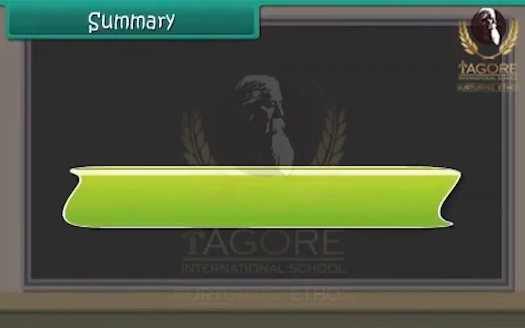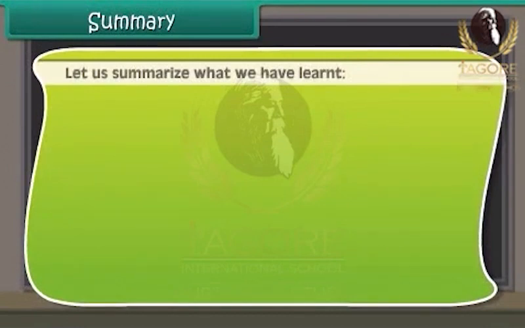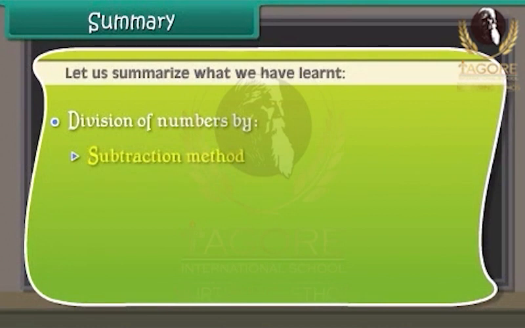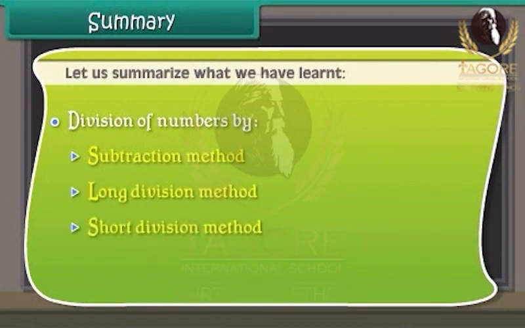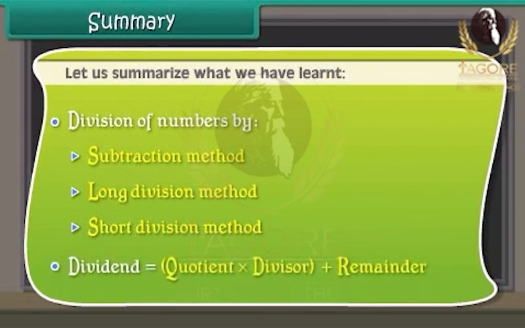Summary. Let us summarize what we have learned. Division of numbers by subtraction method, long division method, short division method. Dividend is equal to quotient times divisor plus remainder.